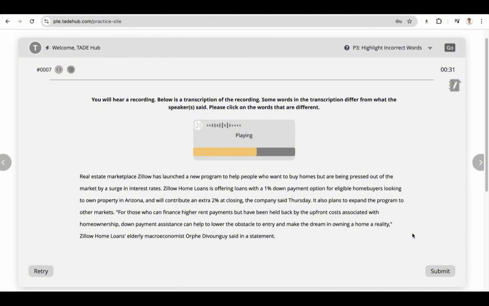It also plans to expand the program to other markets. For those who can afford higher rent payments but have been held back by the upfront costs associated with homeownership, down payment assistance can help to lower the barrier to entry and make the dream of owning a home a reality, Zillow Home Loans senior macroeconomist Orphy Devangi said in a statement.